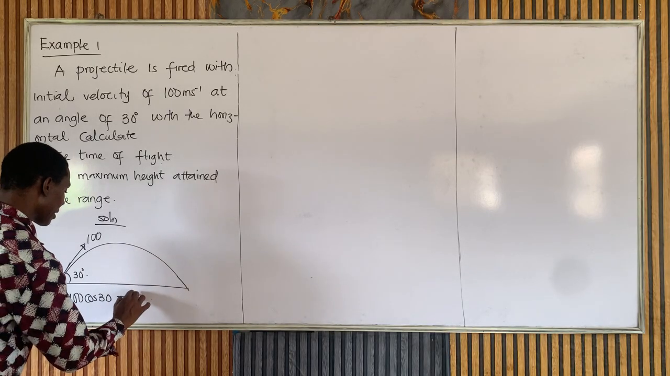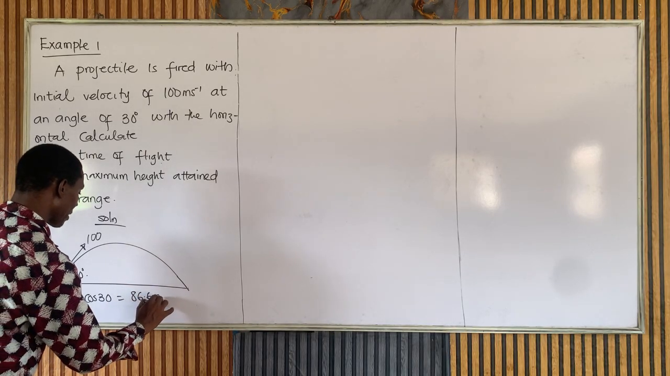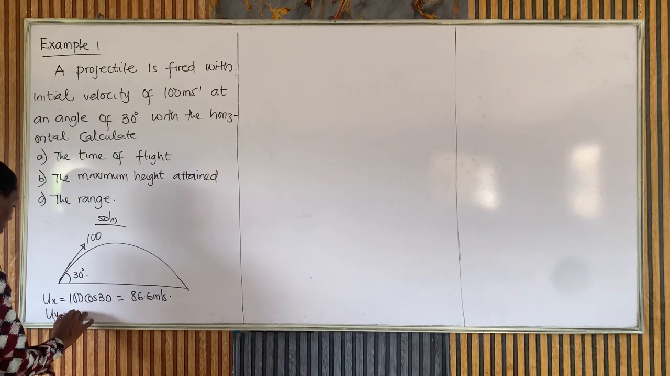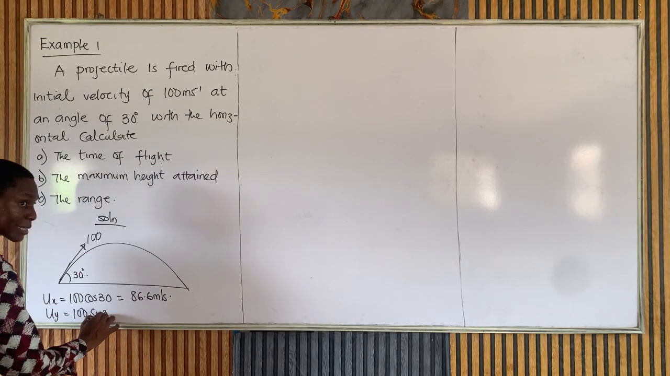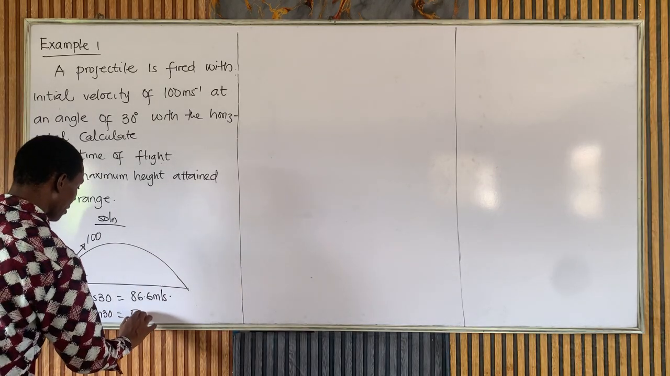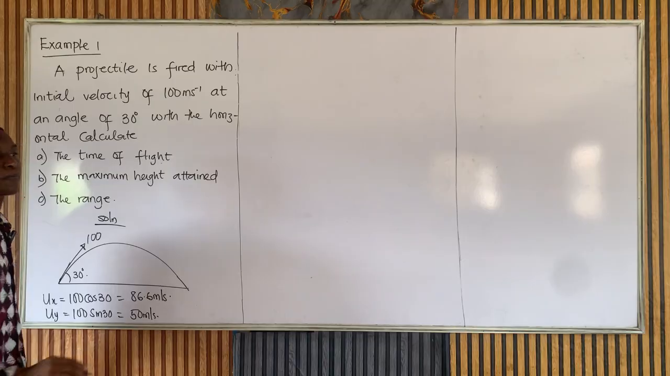So this will be 86.6 meters per second. And our Uy is 100 sine 30. Sine 30 is 0.5. And this is going to be 50 meters per second.